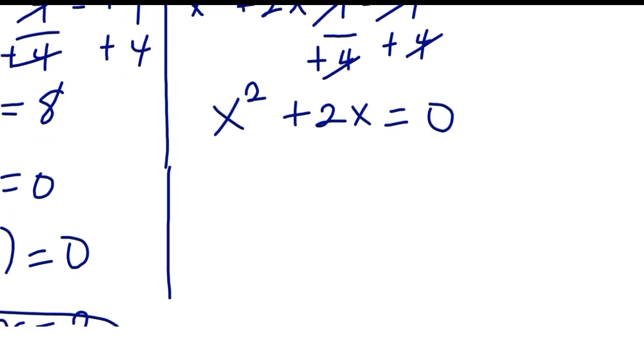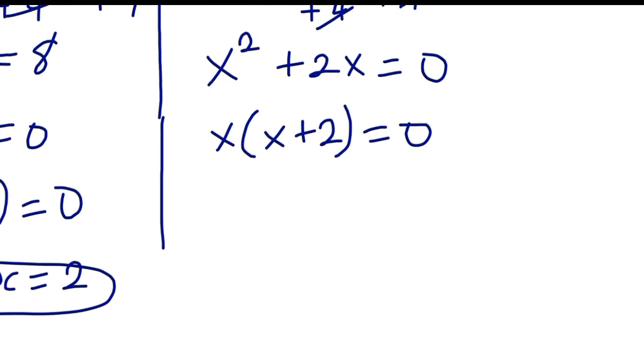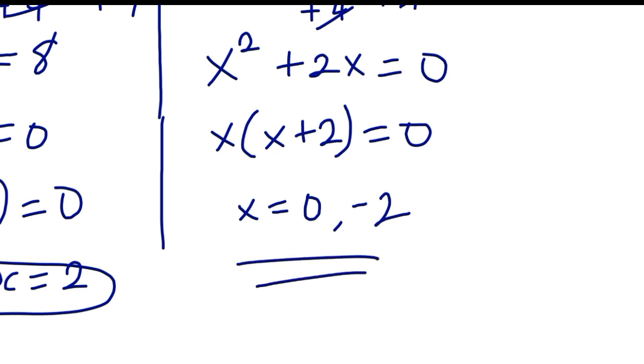Now what do we do? We still factorize. So we can bring out x here, and this will give us x times x plus 2 is equal to 0. Now we have that x is equal to 0, or x is equal to minus 2.